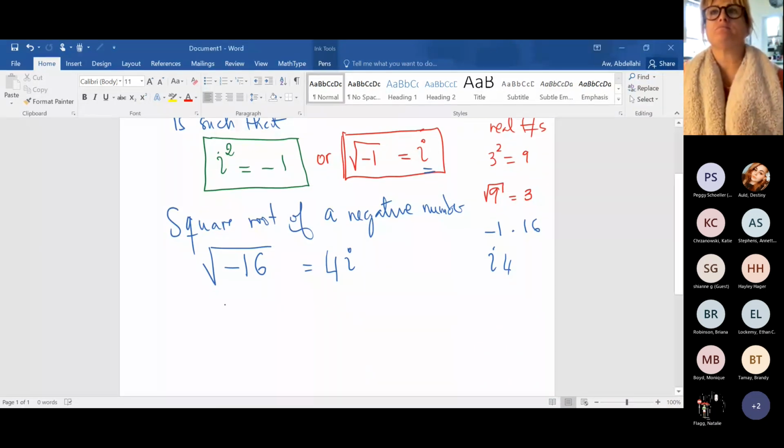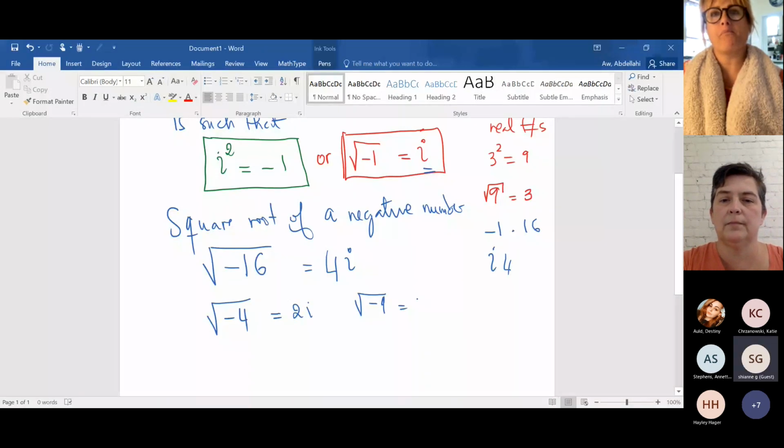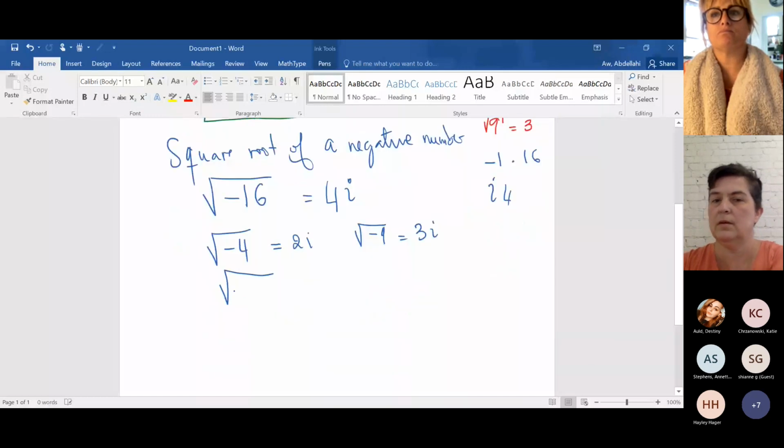So now, what's the square root of -4 then? You're going to say what? 2i. 2i, thank you. Square root of -9, you're going to say what? 3i. 3i, exactly. Square root of -100. So you're going to say this is? 10i. 10i, thanks.